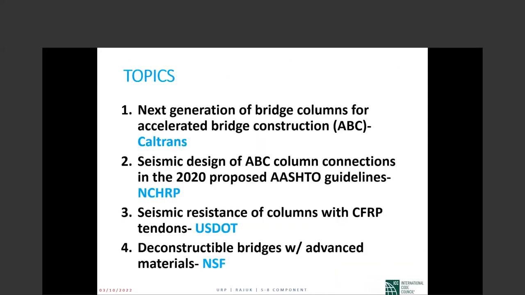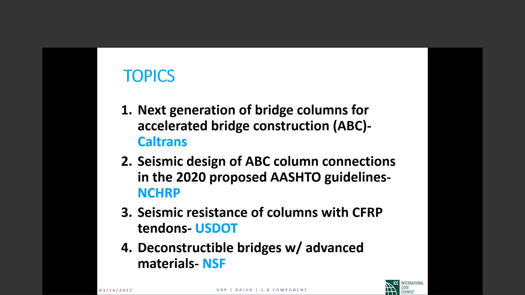Now, there are four topics that I will bring up. The first one is about the next generation of bridge columns. These are the columns that are used for accelerated bridge construction, which is simply ABC. So you're going to hear me use the term ABC often during the presentation today. This was a series of projects that were funded by the California Department of Transportation. The second topic is about seismic design of new guidelines that we have developed for AASHTO use. Again, it's for ABC. This one is funded by the National Cooperative Highway Research Program, NCHRP.